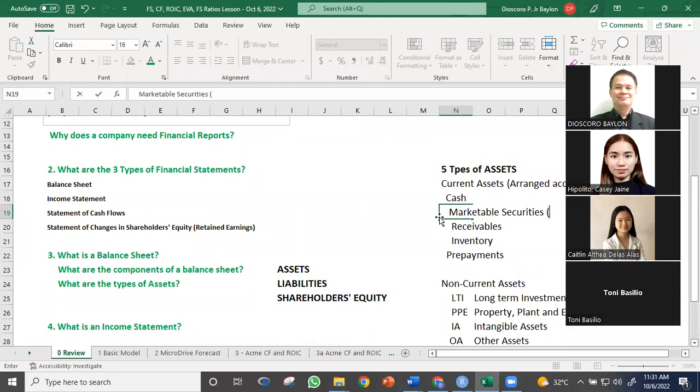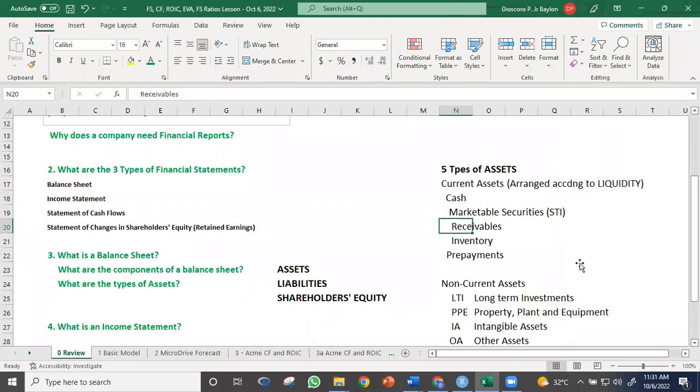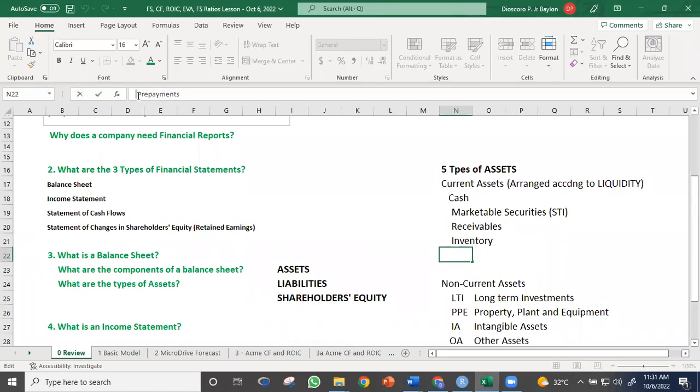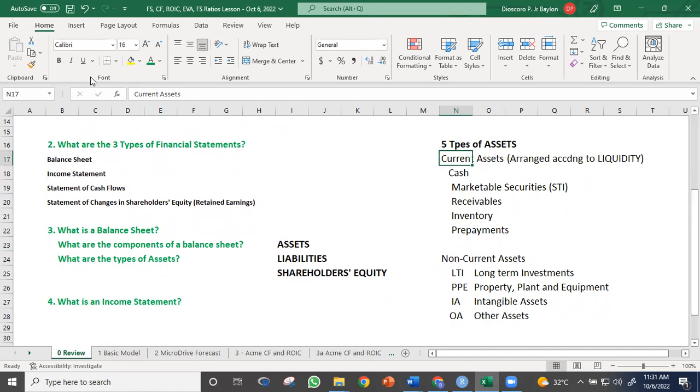or these are also your short-term investments, as distinguished from your long-term investments. Remember, these are IOUs, so it can be an investment in treasury bills. It's almost cash, but it's not yet cash. So in the order of liquidity, cash is the most liquid, followed by marketable securities, then receivables, inventories, and prepayments. Prepayments have different types also, prepaid rent, prepaid insurance, etc.